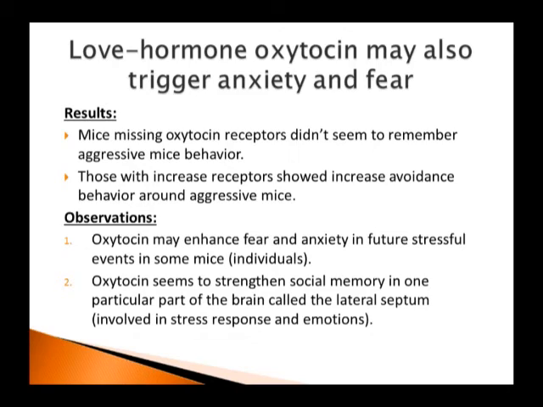So the mice that were missing the oxytocin receptors just didn't seem to remember the behavior of the aggressive mice. Those who had increased receptors showed increased avoidance behavior around those aggressive mice. Those who had normal levels of oxytocin receptors had some avoidance behavior, but they weren't hiding away in the corner in fear. So the observation was that oxytocin may enhance fear and anxiety in certain future stressful events. The oxytocin seemed to strengthen the social memory, particularly in a part of the brain called the lateral septum, an area that's involved in the stress response and emotions.